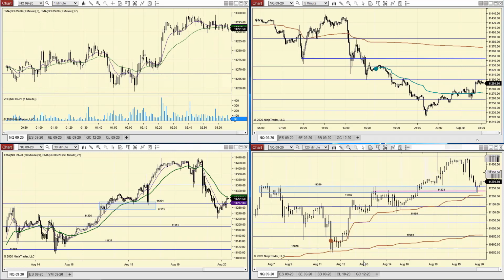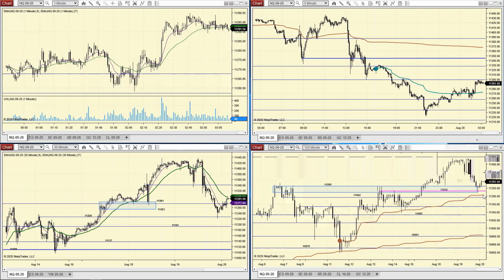If you look here, we came pretty close. I showed in the chat room I was looking for an intermediate target down to 11,207, and that actually confluenced with the VWAP off of this low on August the 11th, and we didn't come too far away from that. We got all the way down to 11,218. That's not bad. We're looking for 11,207, and the VWAP off of this came in at 11,207 also.